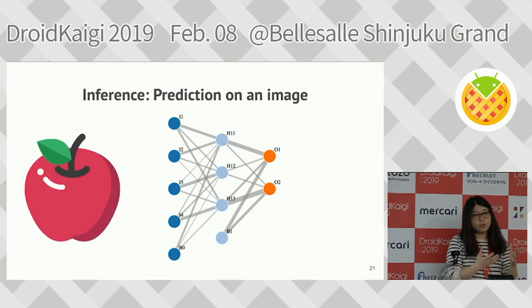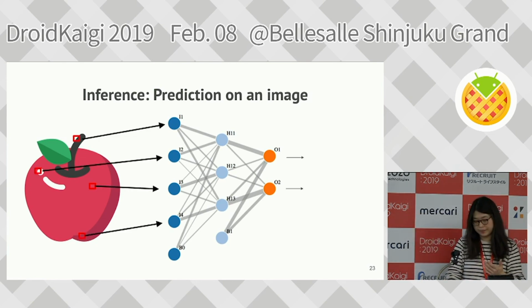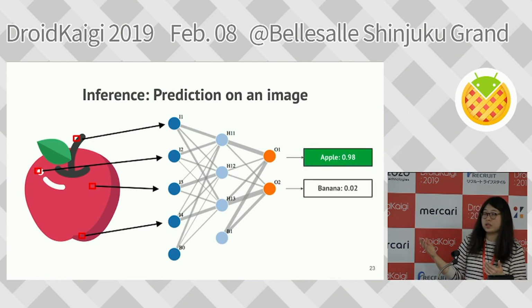But what are the operations we actually do with a neural network? Mostly we're doing inferences. Inference means recognizing an image. We take an input, like a bitmap, and feed the information to the neural network, and the neural network will tell you what the object actually is. If we're using a trained neural network, it will successfully predict it's an apple.